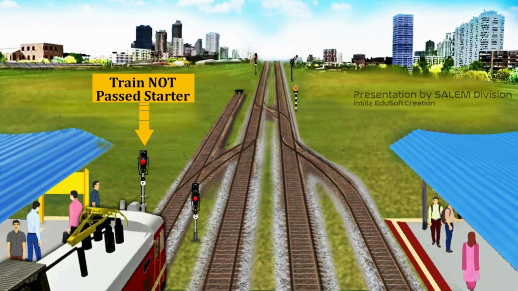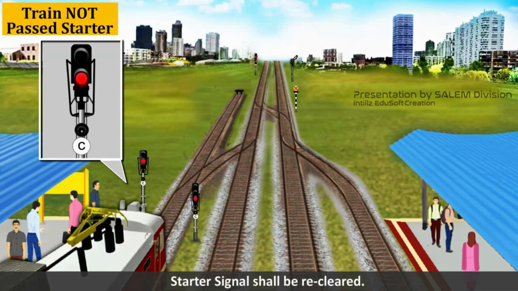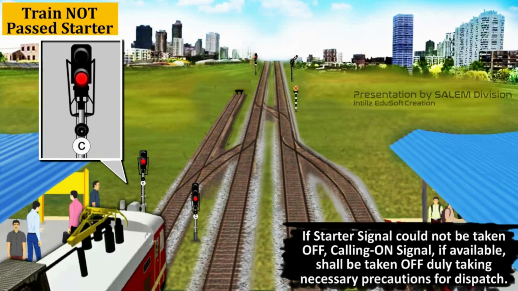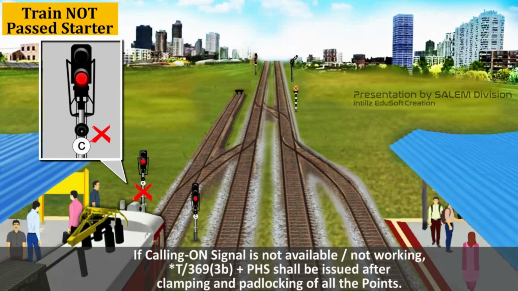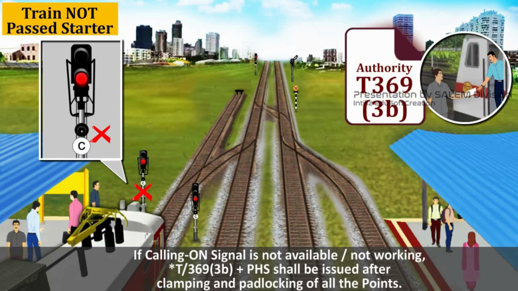If the train stopped before the starter signal, then the starter signal shall be re-cleared. If starter signal could not be taken off, calling on signal, if available, shall be taken off, duly taking necessary precautions for dispatch. If calling on signal is not available or not working, then T3693B issued after clamping and padlocking of points with PHS.